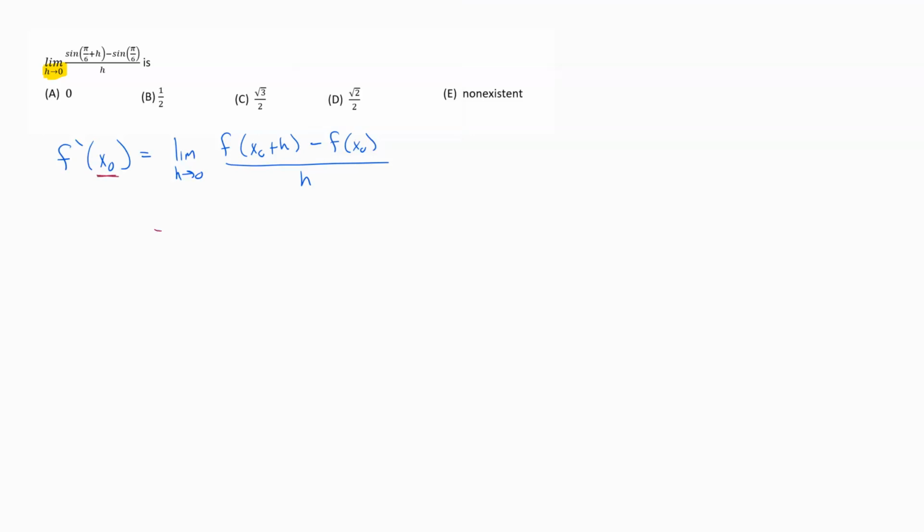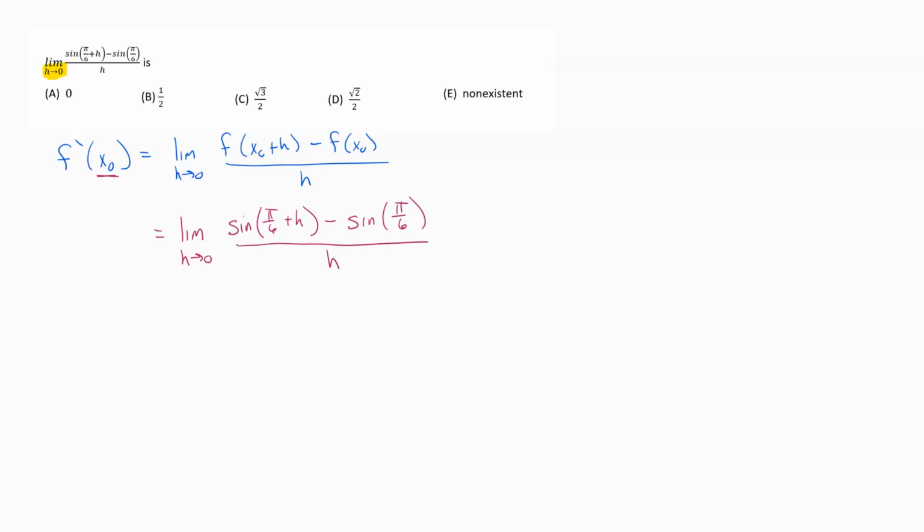So now let's put their limit right below this definition and see if we can pull out of here what we're really being asked. So we've got the limit as h approaches 0. This is sine of pi over 6 plus h minus the sine of pi over 6. And all of that is over h.